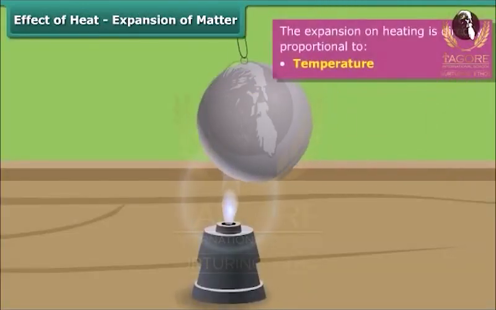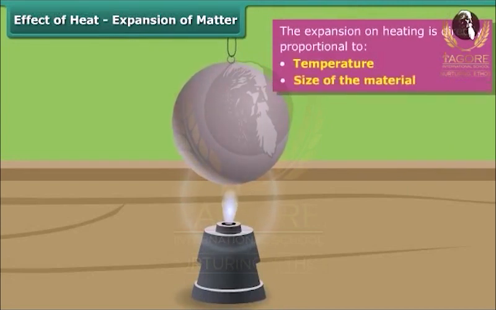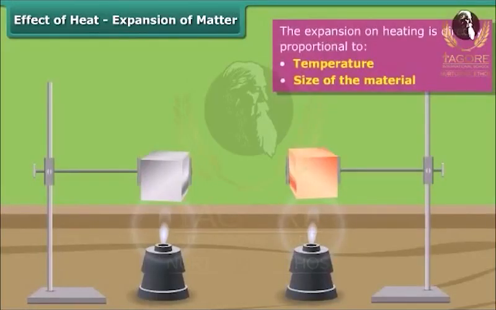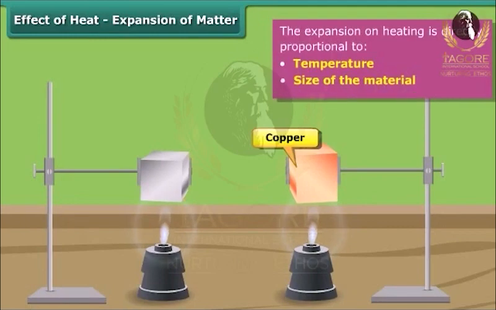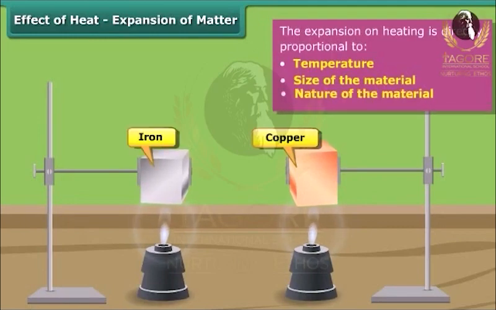Expansion of matter also depends on the size of the material being heated. The longer the plate or bigger the bowl, the more is the expansion for the same rise in temperature. The nature of the material being heated also plays an important role in expansion. For example, copper expands more than iron for the same rise in temperature.